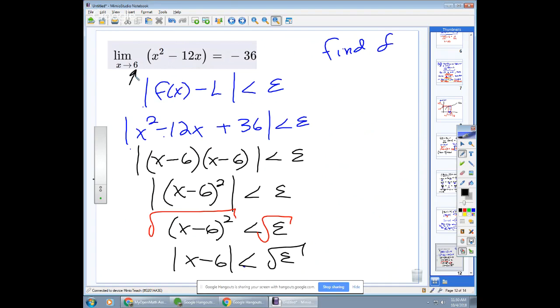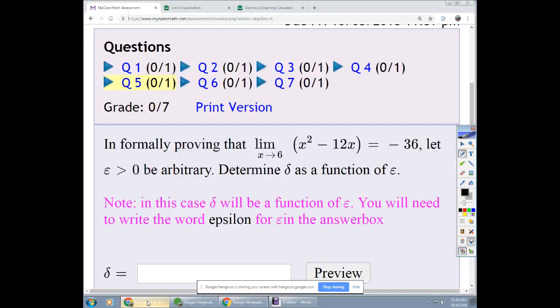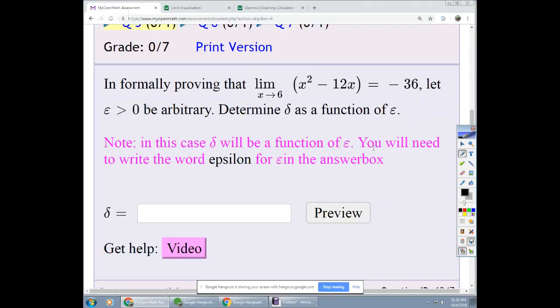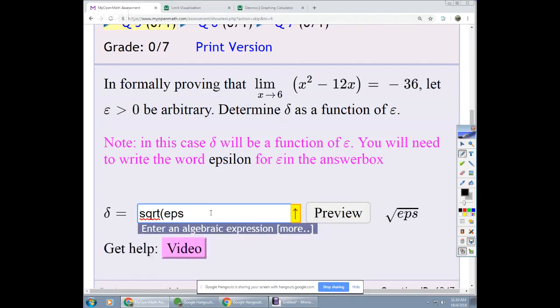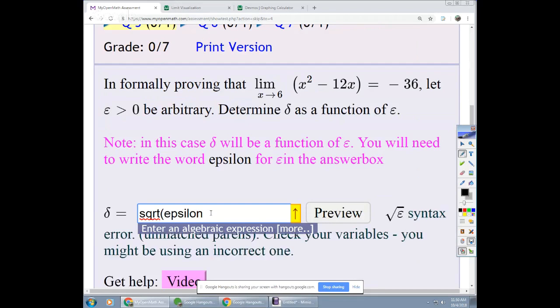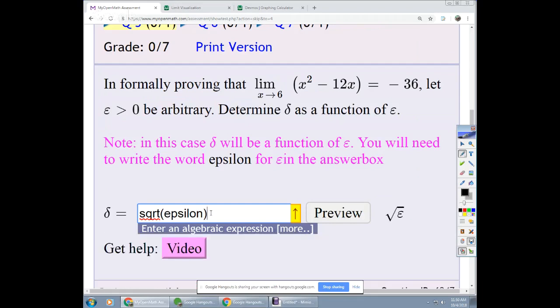So we've got what? Oh, we got no time left. I'm going to type in that, see if it works. So it says delta will be a function of epsilon. Did we find a function of epsilon? Yeah, square root of epsilon. How do you type epsilon? You just type epsilon, the word. So SQRT, epsilon. And if you type it right, it'll say, oh, you want that little squiggly E guy. And I'd say, yep, I do.